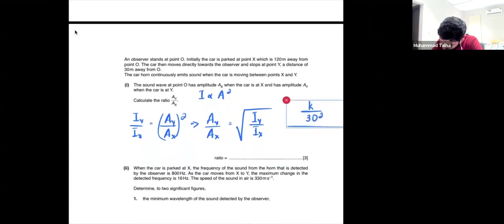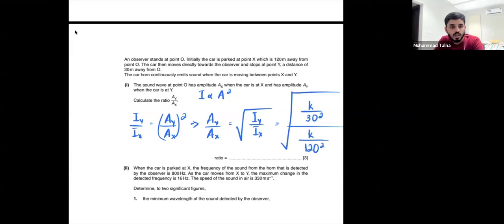K over 30 squared for Y and K over 120 squared for X, and this is all under the root. So K's cancel out, and this would become 120 squared over 30 squared under the root. So I can write it as 120 over 30 squared and under the root. This should be just 4.